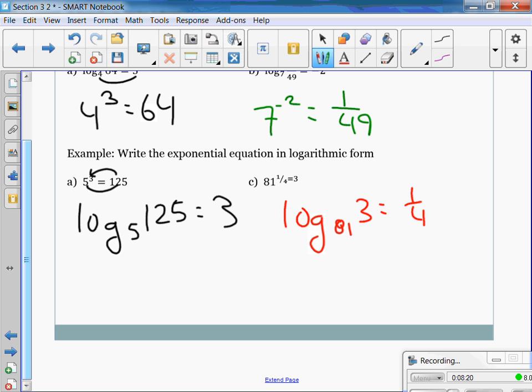Again, the log expression on the equality side is always asking for that power. Yes, sir. Right. Negative 4 would be an equivalent thing. 1/4 is what we're looking for. Questions?